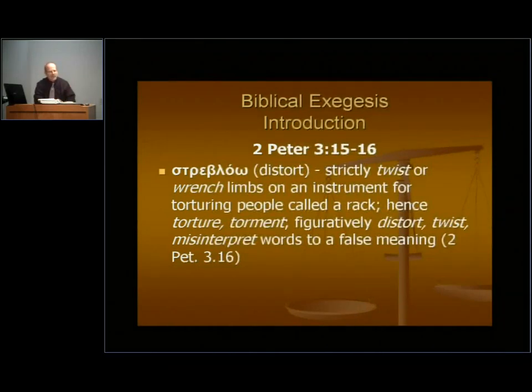I call it textual gymnastics, but Peter's word is more graphic. They're doing violence to God's word, just like you're doing violence to the human body if you're making a joint go in a direction it wasn't meant to go. And that's what people are having to do with God's word. They're having to go against the natural flow, or the natural meaning, or the natural application of a passage and force it to go a different direction.